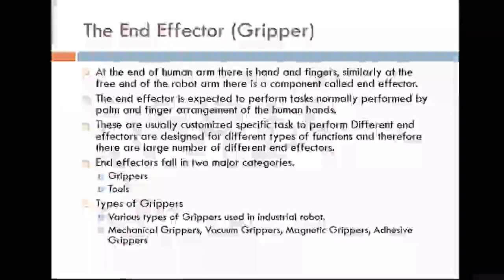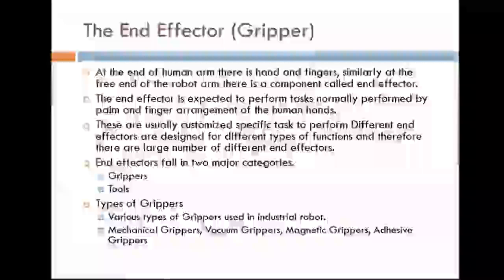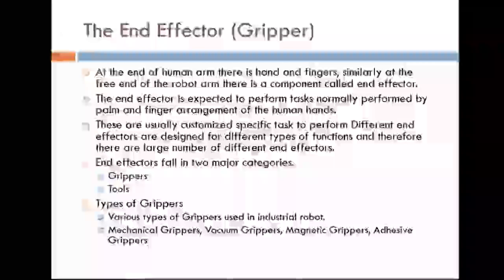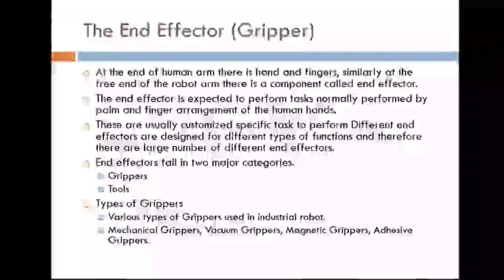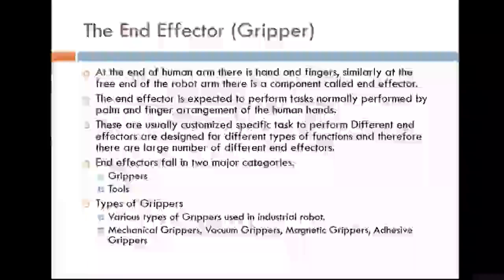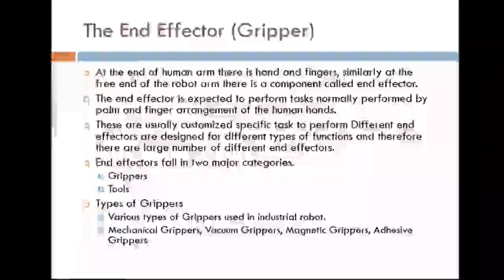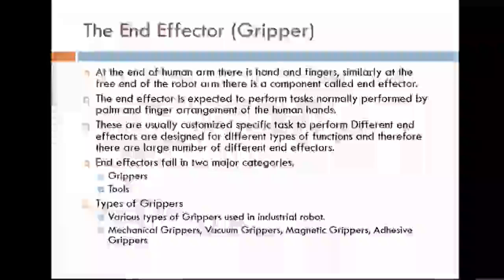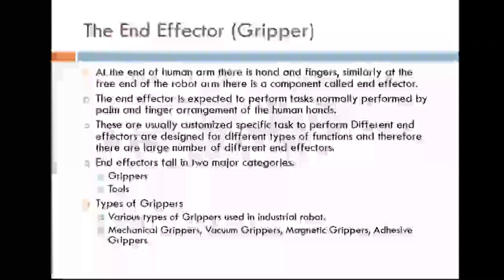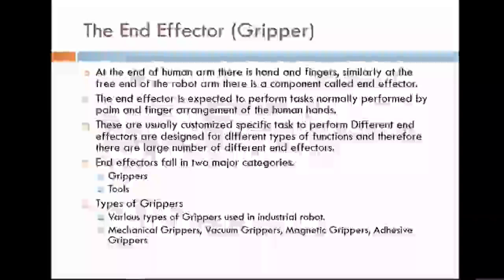There are various types of gripper used in our industries. The first gripper is the mechanical gripper. Second is the vacuum gripper, then the magnetic gripper, and the adhesive gripper. These are the basic five types of gripper used in industry.